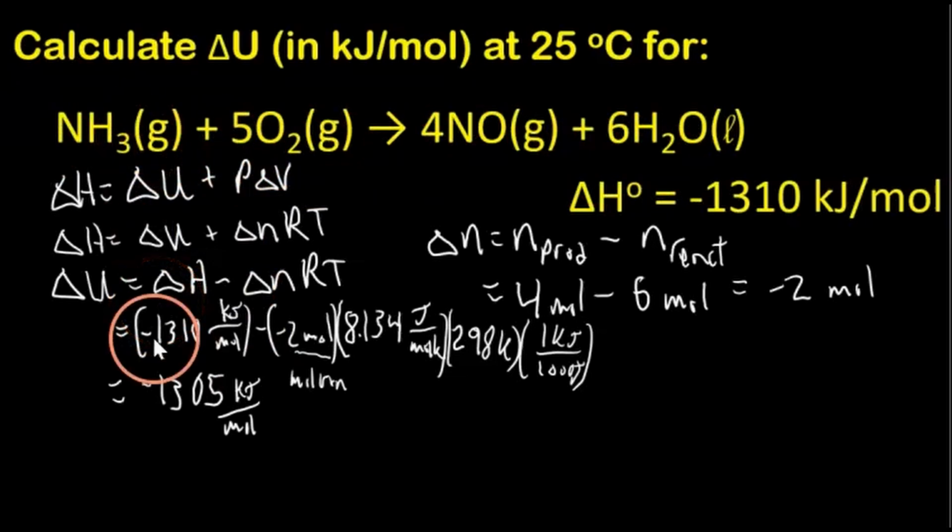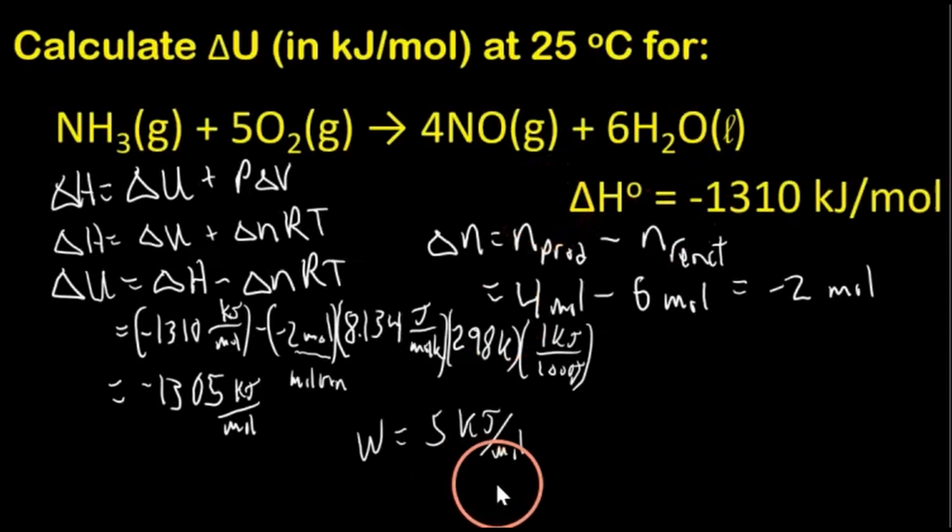I hope that's not confusing. I hope that makes sense. Let me know if it is. And there we go. So we can quantify what the work is. The work is approximately, it's positive work because this has to go down. Work is approximately 5 kilojoules per mole of the reaction is the work there.